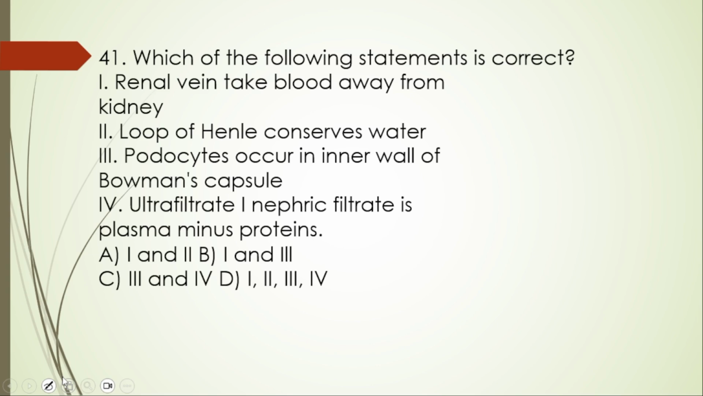41st question. Which of the following statements is correct? Renal vein takes blood away from the kidney. Yes. Loop of Henle conserves water. Yes, this one is right. Podocytes occur in the inner wall of the Bowman's capsule. This one is also correct. And then the fourth one, ultrafiltration, nephric filtration is plasma minus protein. This one is also correct. So all are correct. So D, 1, 2, 3, 4 are correct.